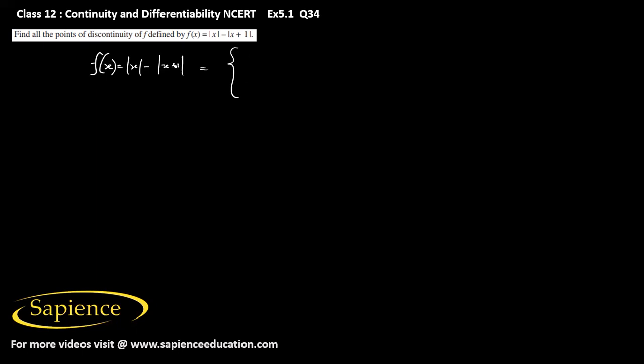So when x plus 1 is less than 0, means x is less than minus 1, then this will be minus x and this will be minus of minus x plus 1, that is plus x plus 1. So this is when x is less than minus 1, and when x is greater than or equal to minus 1 and less than 0, then we can say this will be minus x and this will be minus of x plus 1.